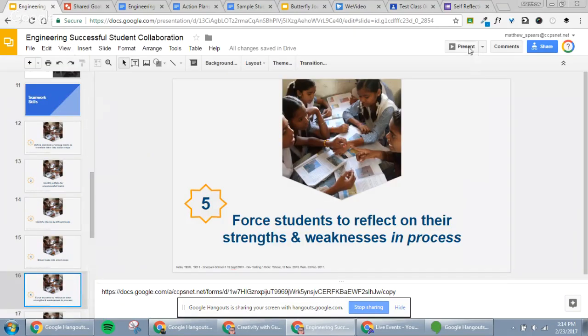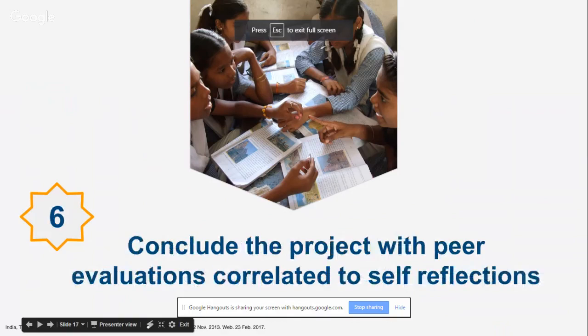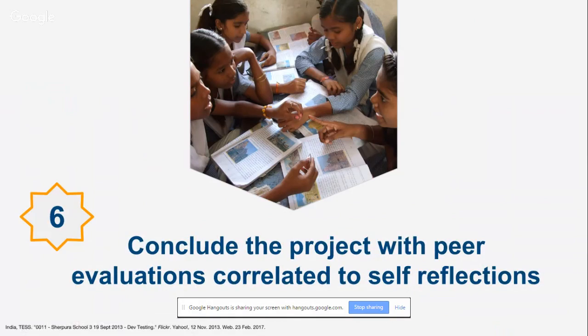Last thing you want to make sure kids are aware of and you're doing with them is conclude the project with a peer evaluation that correlates to the self-reflection. So you want to ask the questions now, instead of asking only the individual to self-reflect, you're going to take those same questions and pivot them toward the group members on that team.